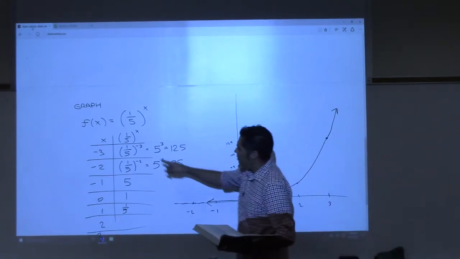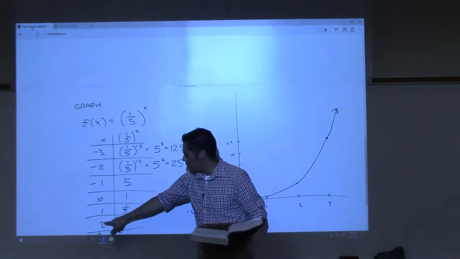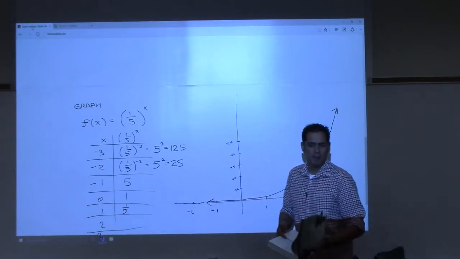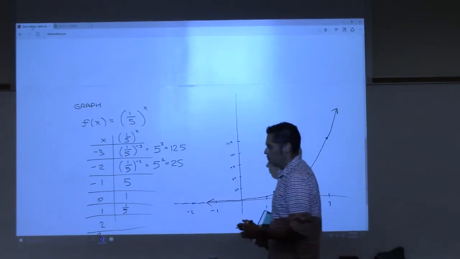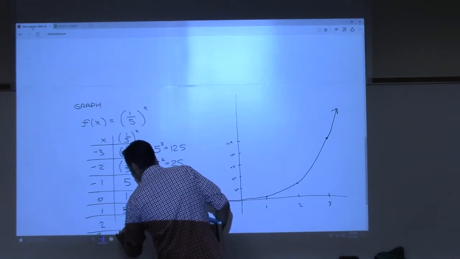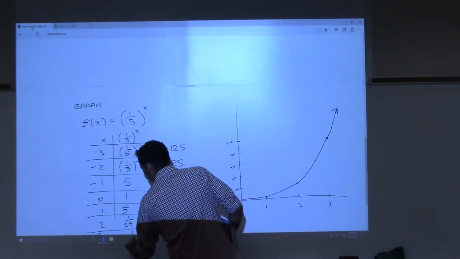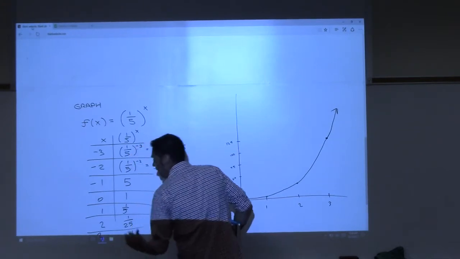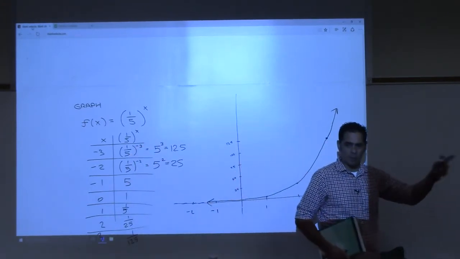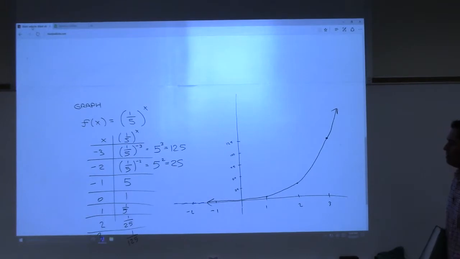What's 1/5 squared, because we're plugging in 2? What's 1/5 times 1/5? 1/25. Do these look familiar? Yes. The next one would be 1/5 cubed, which is 1/125. That's 1/5 times 1/5 times 1/5. You multiply straight across. Boy, this graph looks awfully familiar, doesn't it?